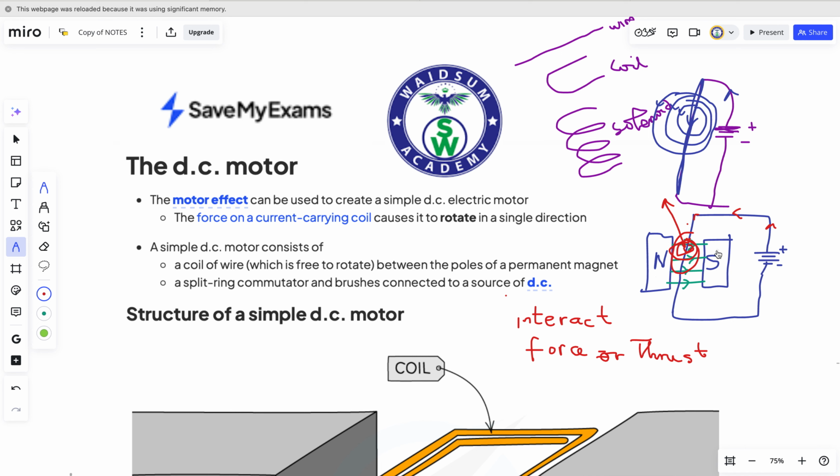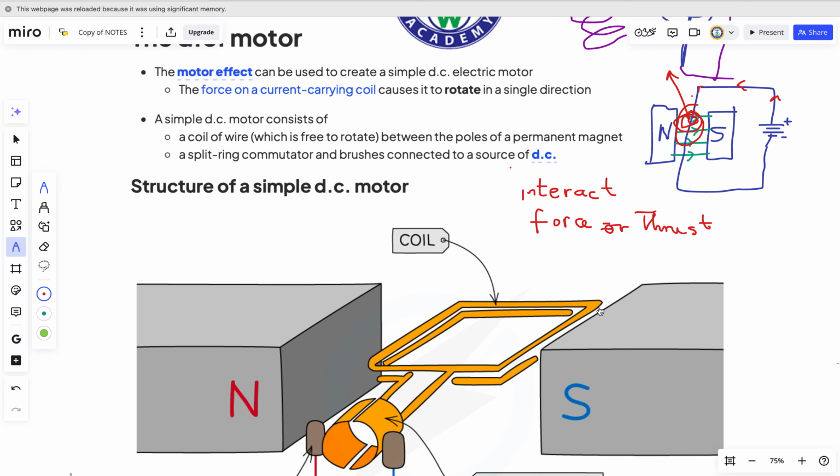Now the force on the current-carrying coil, this is the conductor, can cause rotation or movement to happen. That is the case of the electric motor. This is the simple foundation of the electric motor. Now let's go to the electric motor itself. A simple motor, what is it comprised of?